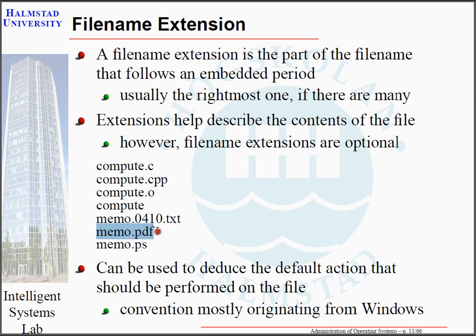Or you could have a memo as a PDF file or PostScript file, and you would distinguish them by the extension. It's also very common, especially in Windows, that you use extension to deduce the default action that should be performed of the file if you double click it, for example. This convention has been to some degree adapted into Linux, but it's not as common.